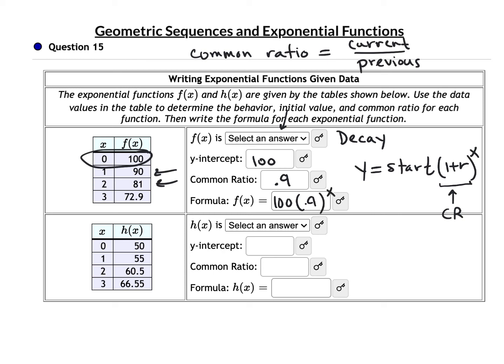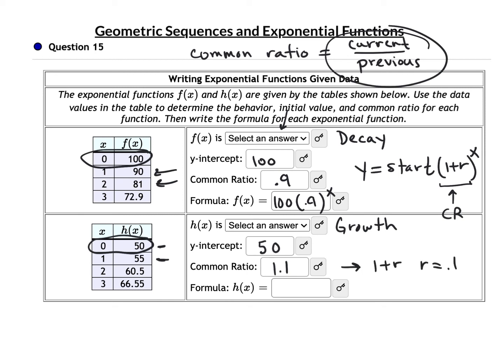For your next one, is it growth or is it decay? Looks like the numbers are increasing. That would be called growth. The y-intercept, that's when x is 0, is 50. The common ratio is current divided by previous. How about 55 divided by 50? That's 1.1. Notice that this again is 1 plus r, meaning that r is 0.1.